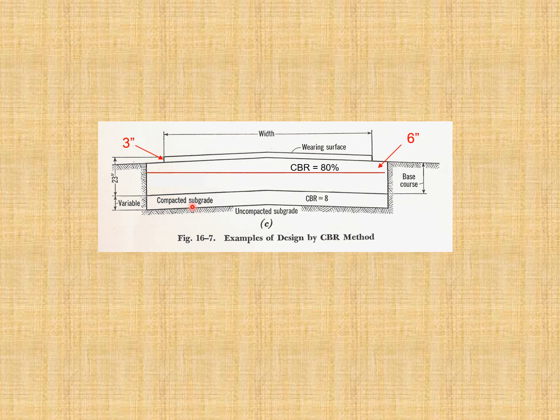Well, if you just look at the cross section, at the top we have the wearing surface that is 3 inches. We determine that thickness by using the table, and the top 6 inches of the base has a CBR value of 80%. That means we are going to use the material with CBR 80% for the top 6 inches of the base. Now what should be the CBR value of the remaining thickness?